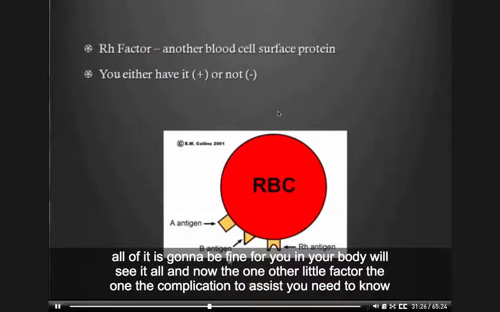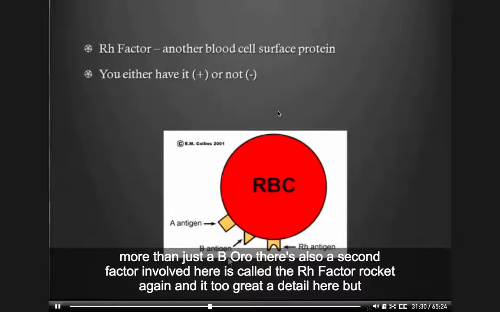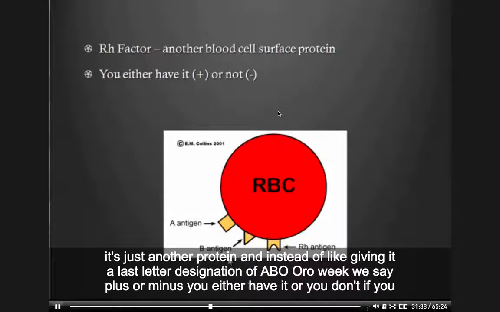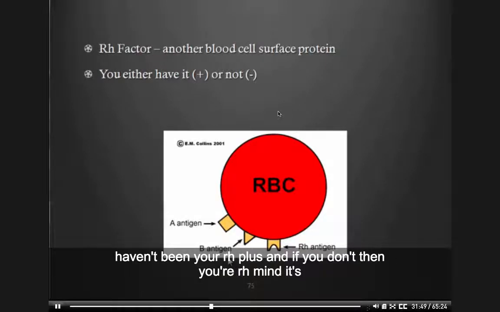And now the one other little factor, the one other complication to this, is you need to know more than just A, B, or O. There's also a second factor involved here, and it's called the RH factor. I'm not going to get into too great a detail here, but it's just another protein, and instead of giving it a letter designation of A, B, or O, we say plus or minus. You either have it or you don't. If you have it, then you're RH plus, and if you don't, then you're RH minus.